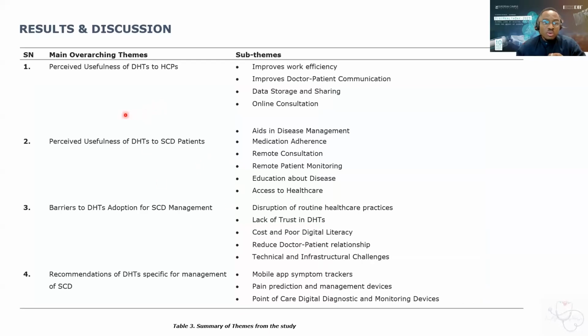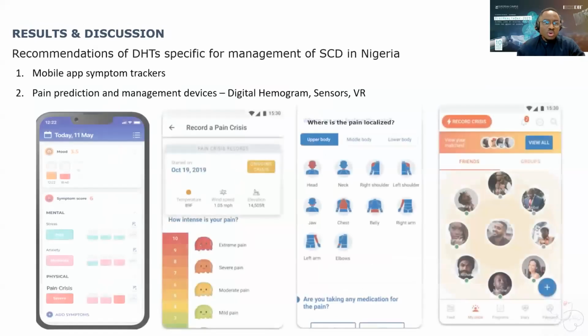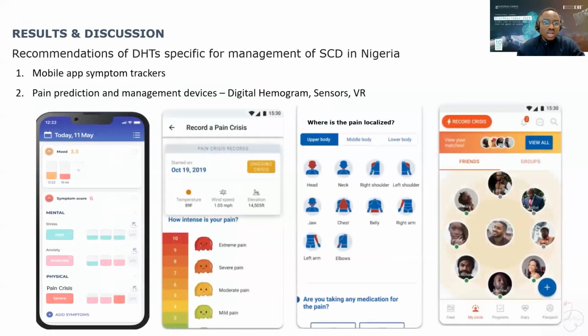Here is a summary of all the four categories of themes that came out from these interviews, or from this research, and here are the sub-themes that also came out from this research. Moving forward, from these results, at the end of the day, the doctors' most perceived recommendation was, first of all, I want to say that this research is one of its kind. It's the first that has been done to explore the use of digital health technologies for sickle cell disease management. No technology was found that was being used to manage this disease.